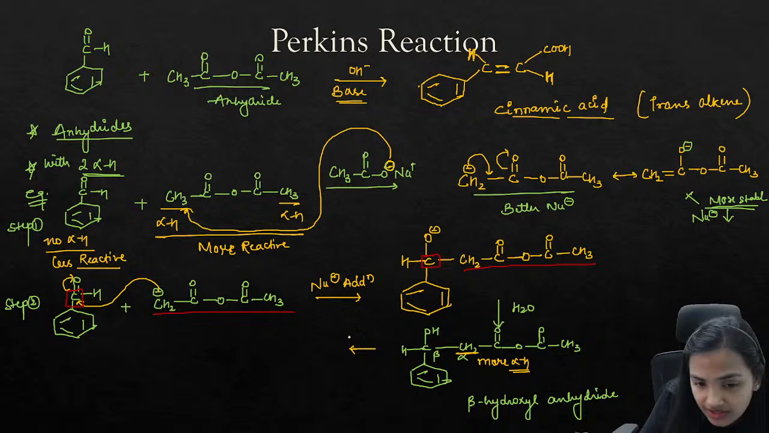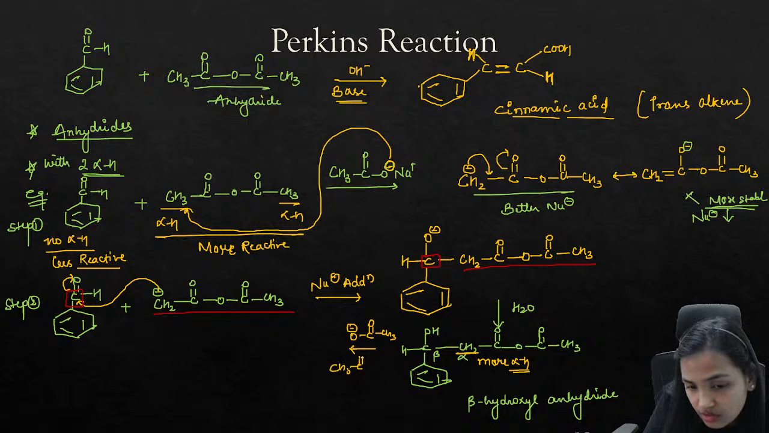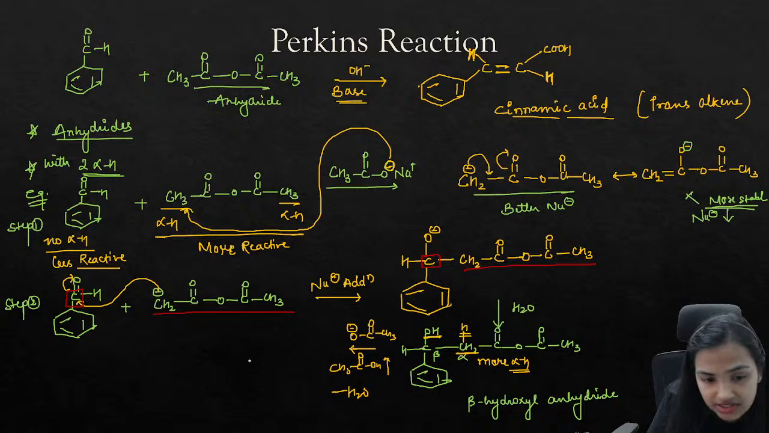So here, if you are taking OCOCH3 negative, if this will abstract the acidic hydrogen, there we will be getting the loss of acetic acid, and since there will be a loss of acetic acid, there will be the elimination of water as well. There we will be having the elimination of this OH, and this H will get eliminated.